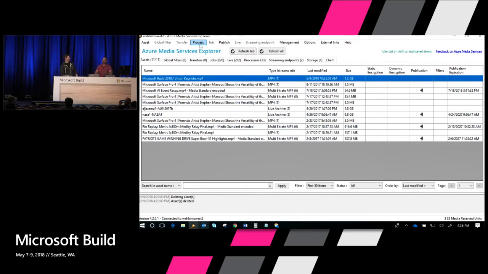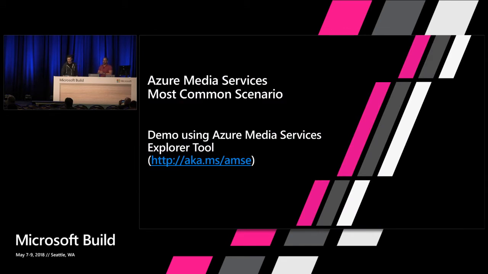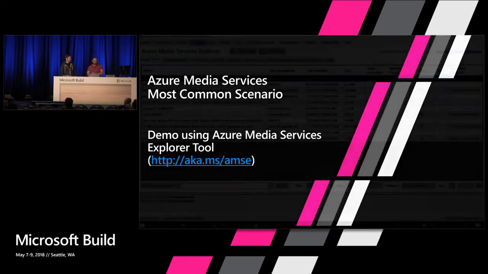So we created this tool, and you can download this tool off of our GitHub site. This is called the Azure Media Services Explorer tool, and I'll put the link right back up here so you can see it one more time. So it's aka.ms/AMSE. This tool was created to allow you to experiment and try Media Services without first committing to a set of code and learning our APIs and using the SDKs. So we thought this was a great example to dive right in.